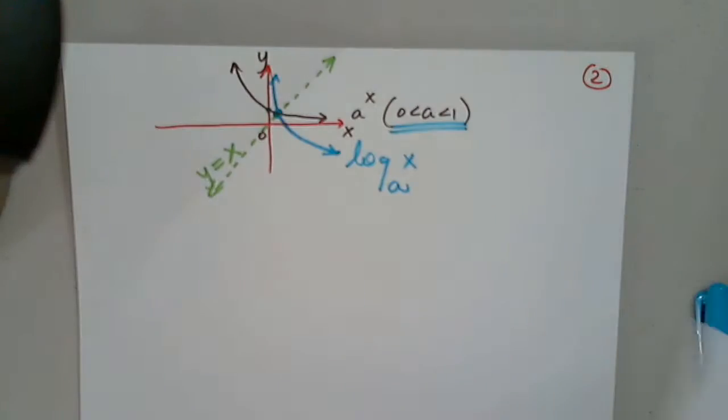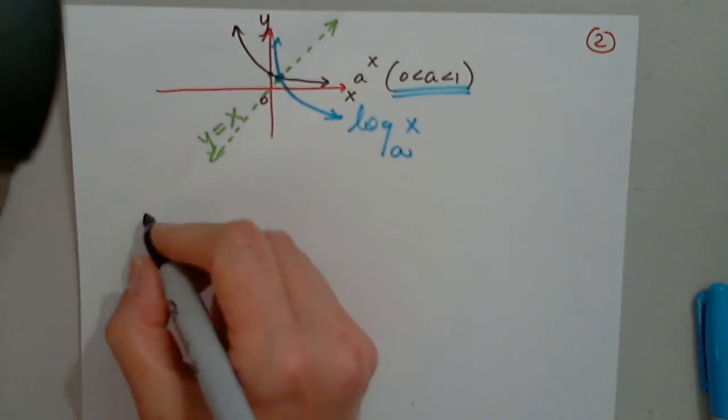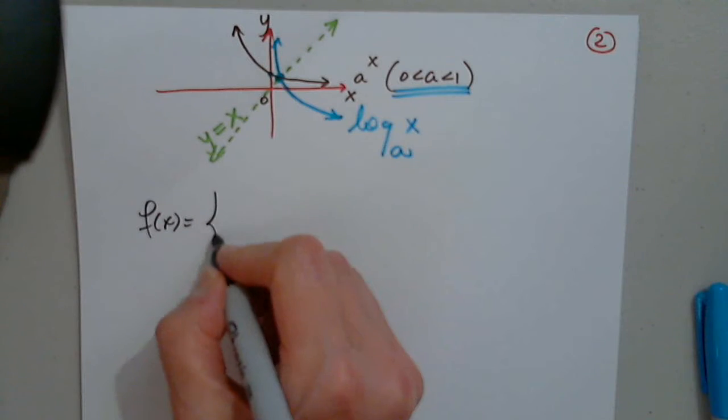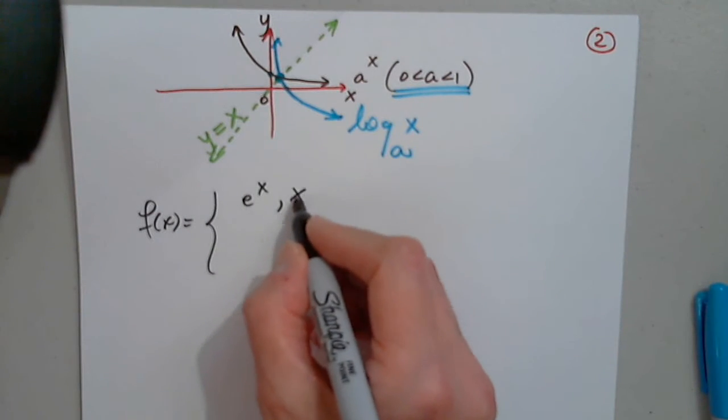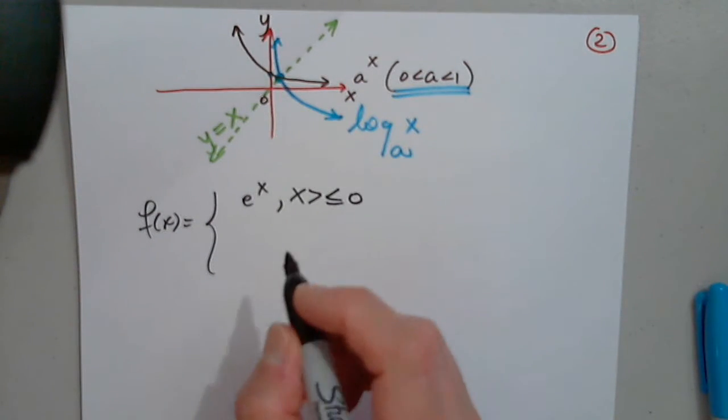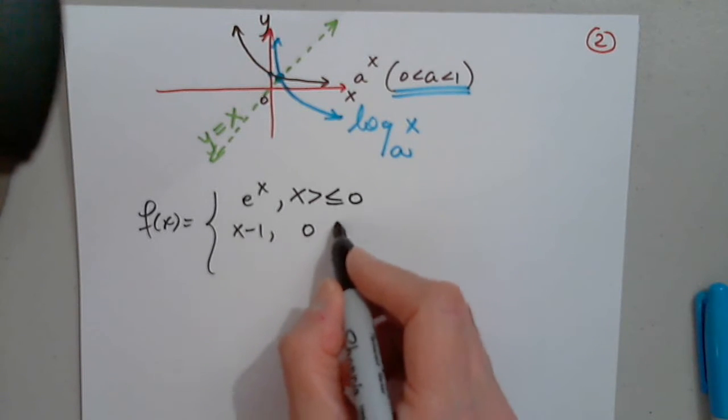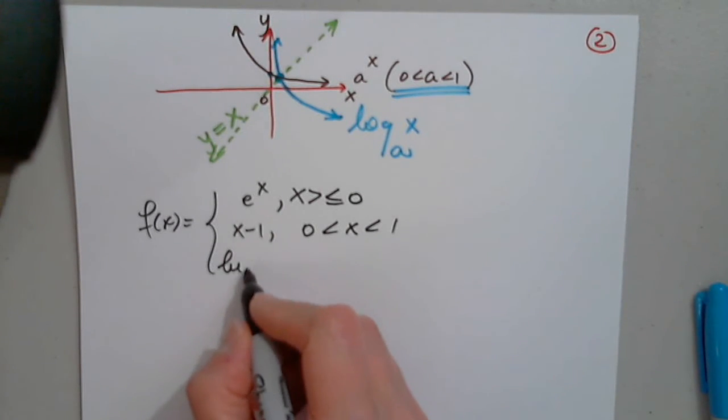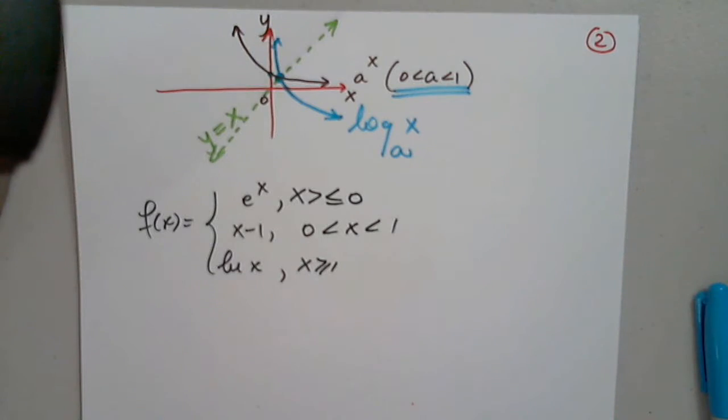What we want to graph. Since you don't have to copy it again, I do. So e to the x for x less than or equal to 0, x minus 1 for 0 < x < 1, and natural log x for x greater than or equal to 1.